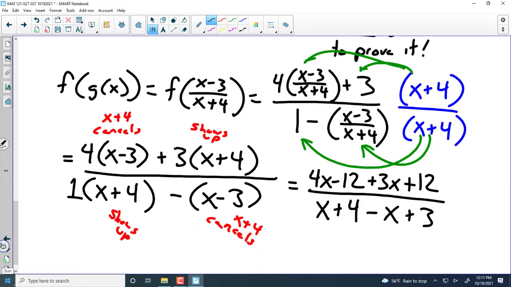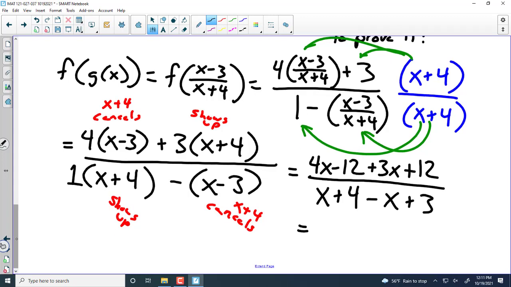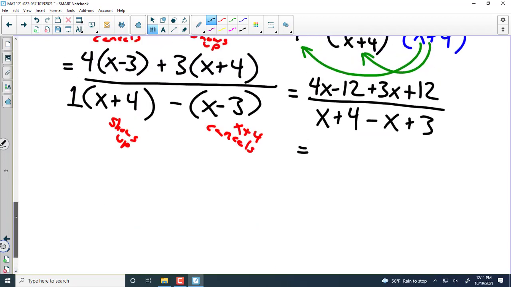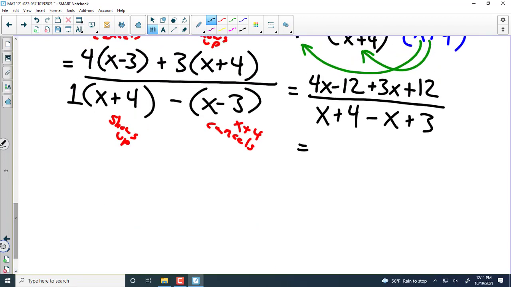Okay. Anyway, now that all the finesse and joy of this problem is gone, what does the top simplify to? Do the 12s go away on top? Yep. And what's 4x plus 3x? 7x. Do the x's go away on the bottom? And what's 4 plus 3?